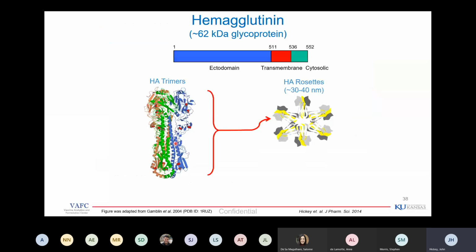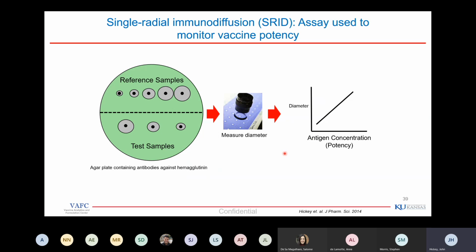I won't get into too much of this, but I want to get into a little bit more detail about their vaccine. It comprised the full-length hemagglutinin, which comprises the ectodomain, transmembrane domain, and the cytosolic domain. These natively form trimers, and then in solution, they form 30 to 40 nanometer rosettes. One of their typical potency assays is known as a single radial immunodiffusion assay. Essentially, it uses an agar plate containing antibodies against hemagglutinin; you add in the sample, and depending on the diffusion radius, you can correlate that with the potency of the vaccine.